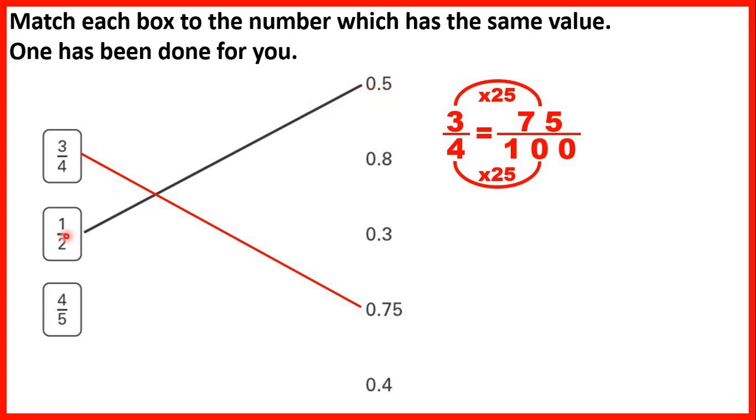Then 1/2 is the same or equivalent to 0.5. That's because 1/2 is the same as 5 tenths, and remember the first digit after the decimal point is the tenths digit. So now we have 4/5.